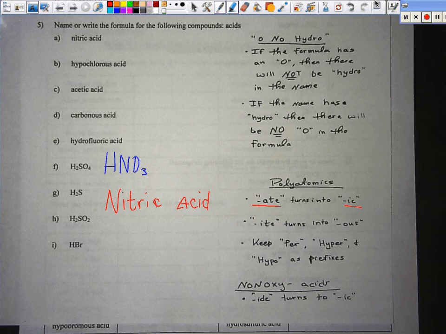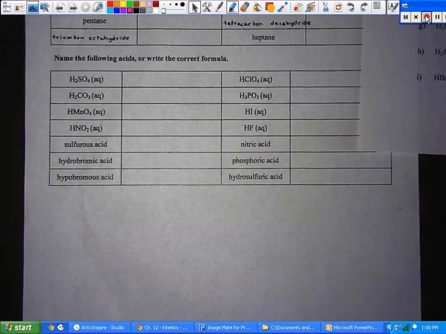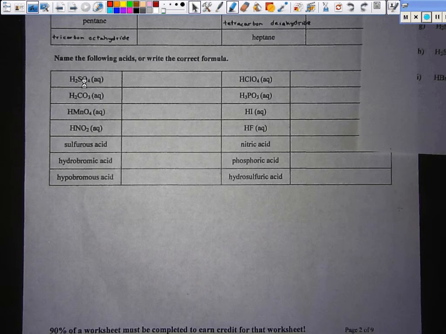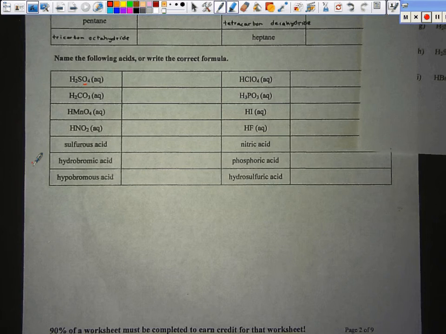Okay, so let's do the 8 that you were supposed to name. So H2SO4. Now I know we've already done this one, but let's look at it. There is an O, so will there be a hydro? No. What is SO4? Sulfate, and ate turns to ic, so it's sulfuric. I'm just going to write sulfuric. You know it's an acid. Okay. Now H2CO3. There is an O, so there's not a hydro. What is CO3? Carbonate. Ate turns to ic. So what is that? Carbonic. Very good.